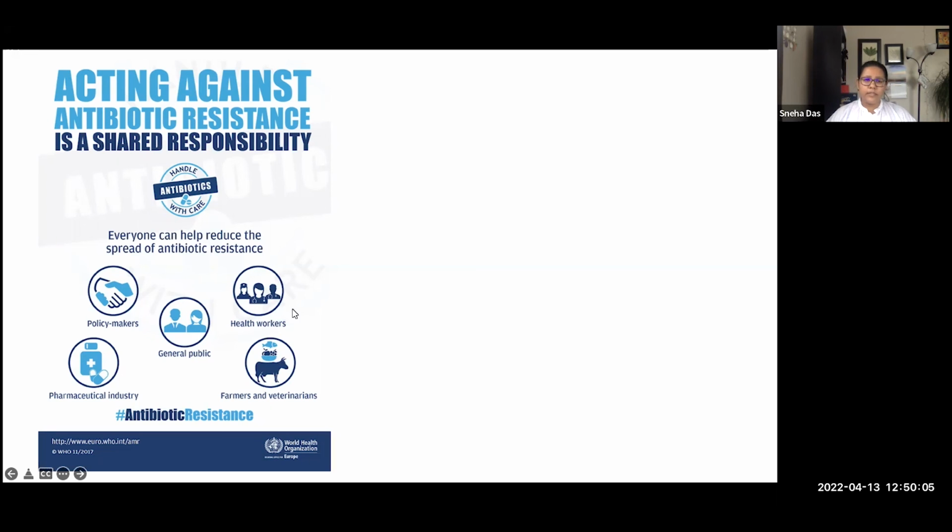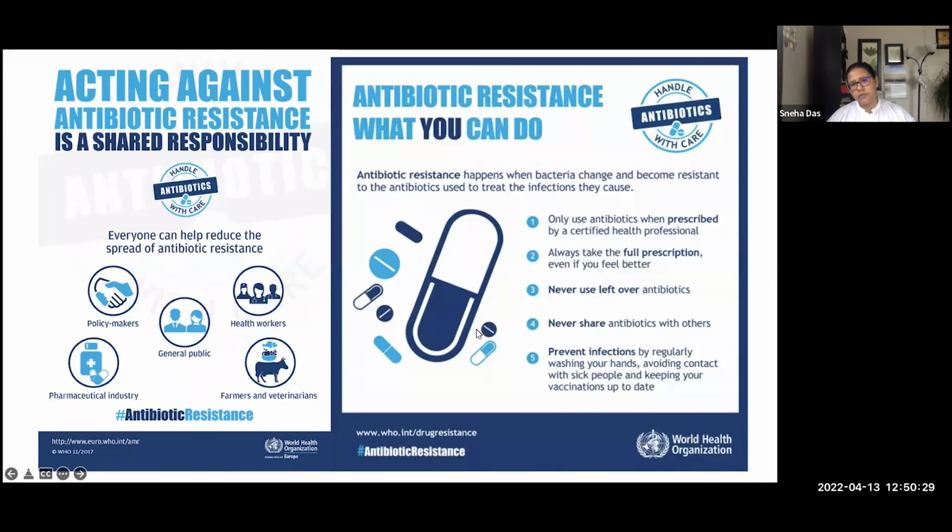And we do need the livestock industry and even healthcare workers to reduce the antibiotic use, because the less we use antibiotics, the better we would tackle this problem of antimicrobial resistance. And as we the people, we need to do our part as well. So what can we do?